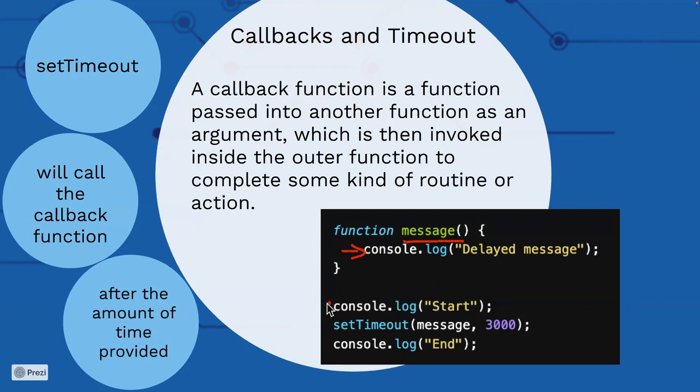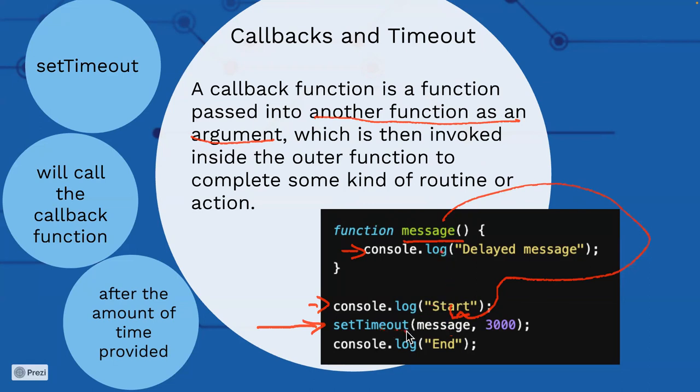All right, so here we just have a console log start, just a string, and then set timeout. This is the main one that we're looking at, set timeout. Set timeout receives another function as an argument. So it's receiving this function right here. That thing that says message is the name of the function.